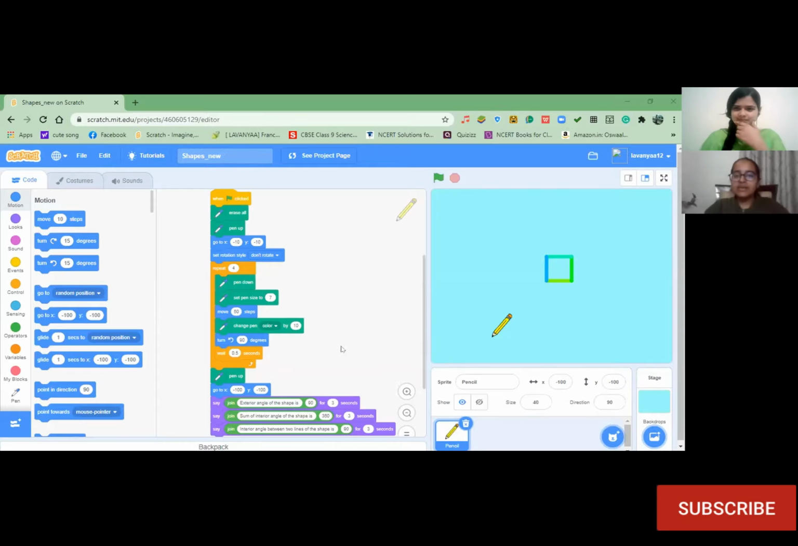Yes, I have made a project and it has some information related to it also. Okay. Please share your screen. I'm so excited to see your project. So here it will first make a square and then it will give some information about it. All right. Please just run this code. Let's just see how. So it is talking about exterior angle, interior angle, and interior angle between two lines. Awesome. Perfect. Okay. So Lavanya, is there anything that you want to know more about the code?